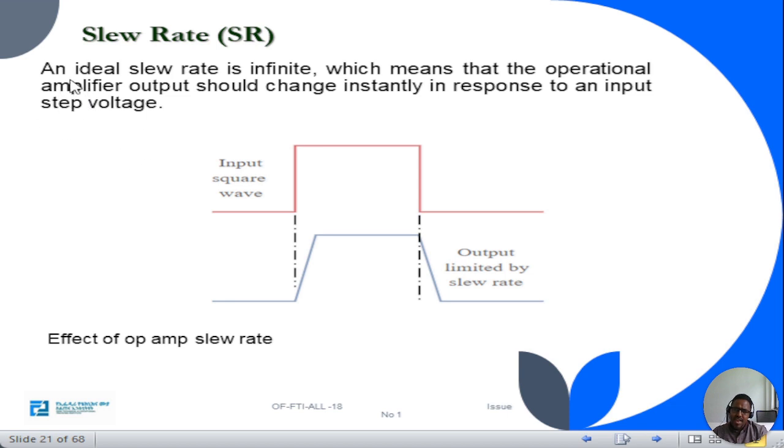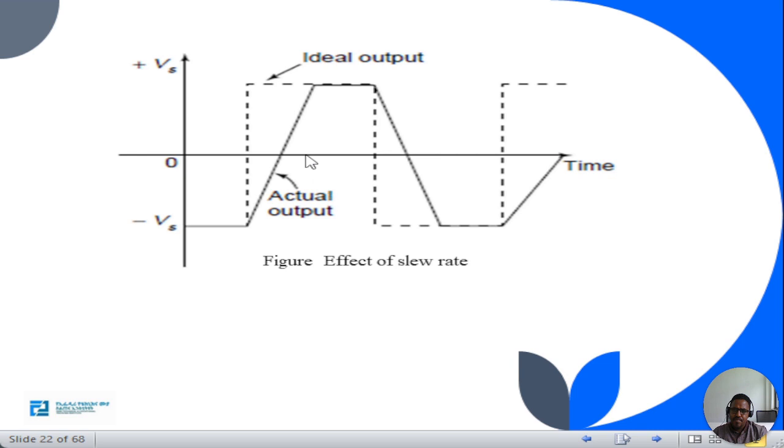So let's see, ideally slew rate is infinite, which means that the operational amplifier output should change instantly in response to an input step voltage. This is what we see ideally, but actually the output is like so. From this input change to this output, how many volts changed per second? Effect of op-amp slew rate: ideally the output is perfect as the input, but the actual output changes from this to this one, so there is some difference.